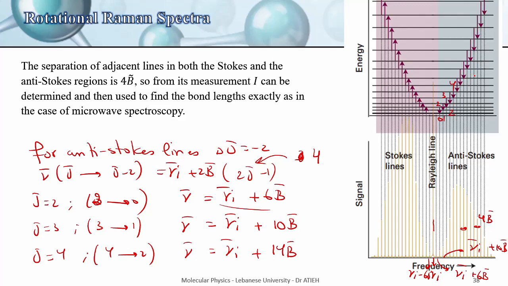Okay, once we are able to calculate the separation between two consecutive lines, Stokes or anti-Stokes, which is 4B, then we are able to calculate B. Then we are able to calculate I, and once we calculate I, we are able to deduce the internuclear distance between the atoms of the molecule. So this is exactly the same as we used to do in microwave spectroscopy or absorption spectroscopy, where the difference between two consecutive lines was 2B instead of 4B.